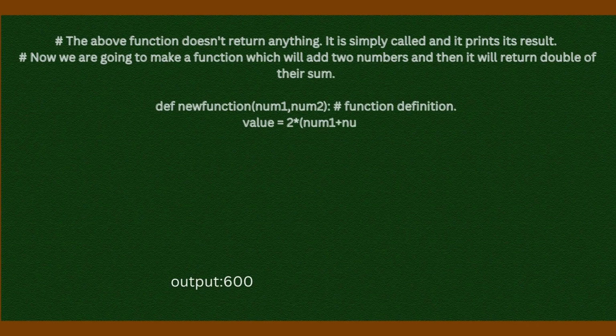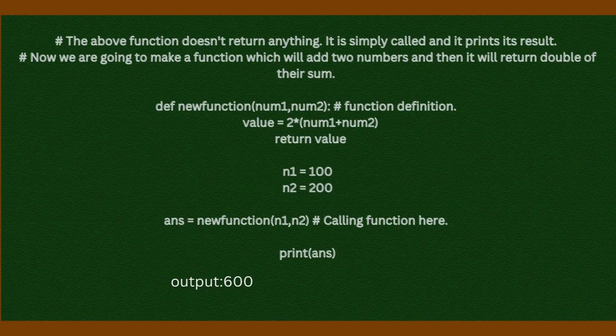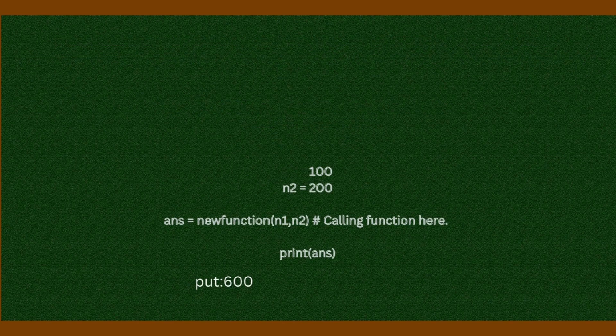Now see, I define my function with the help of the def keyword, and the function name is new function. I pass two arguments here, num1 and num2. Now I define one variable. I'll multiply num1 and num2 by 2 and return the value with the help of the return keyword. Now see its output. It outputted 600, right? So here I will call my function. You can call a function with the help of the function name and two arguments, n1 and n2. So that output is 600, right?